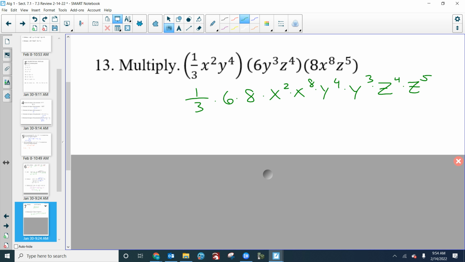Did you get the x to the 8th? Where? Do you agree you can multiply in any order? There's no addition here. You can multiply in any order, yes? Okay. So we're doing a third times 6 times 8. What's 48 divided by 3? 16.